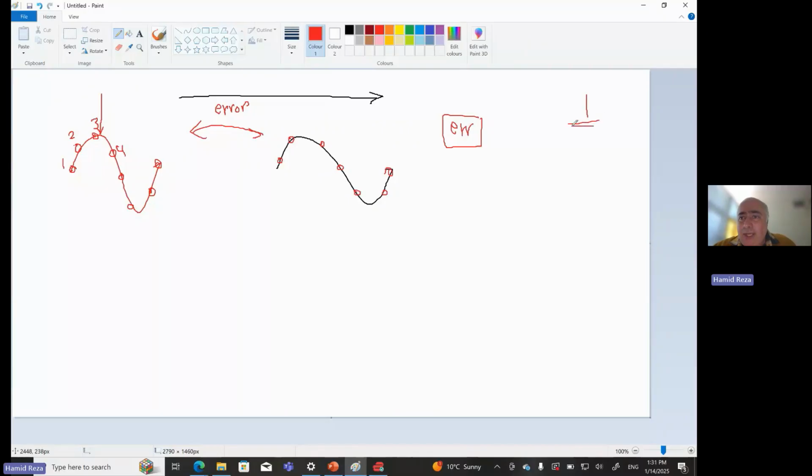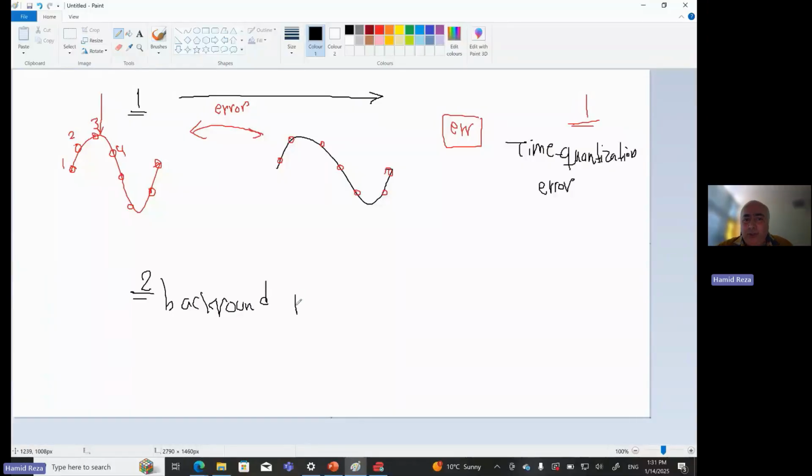So one source of the problem is the sampling. I would say time quantization, okay? We have time quantization error. This is one of the errors that can be seen in the automatic template matching if you want to do it automatically. So you have to somehow compensate for this one. The second source of the error is background information. I would call it background noise.